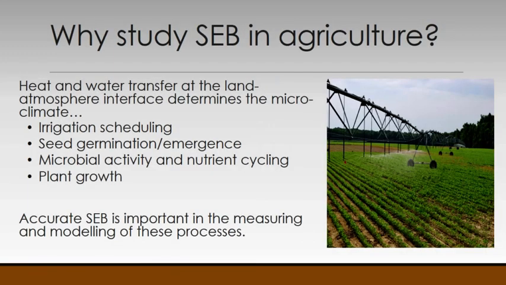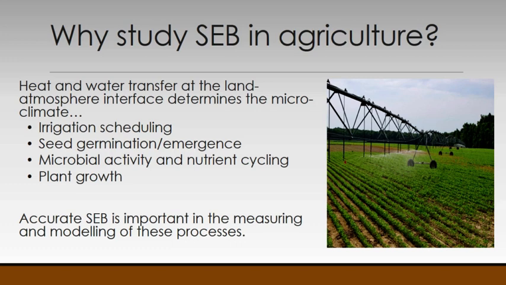So why do we study the surface energy balance in agriculture? Essentially, these heat and water transfers in agroecosystems have a significant impact on the microclimates in agricultural ecosystems. These microclimates can then affect the timing of evaporation occurring at multiple plots, affecting when you would like to irrigate the soil.